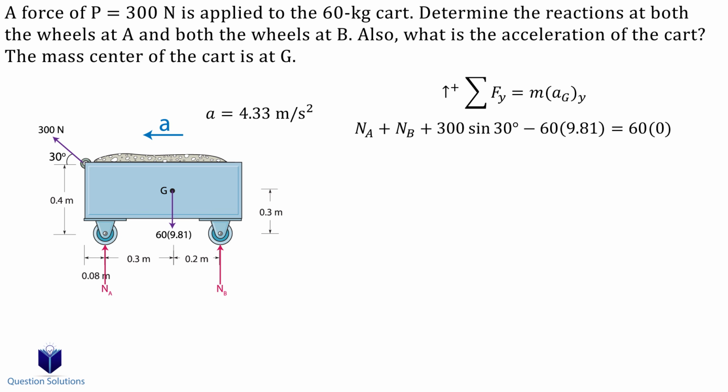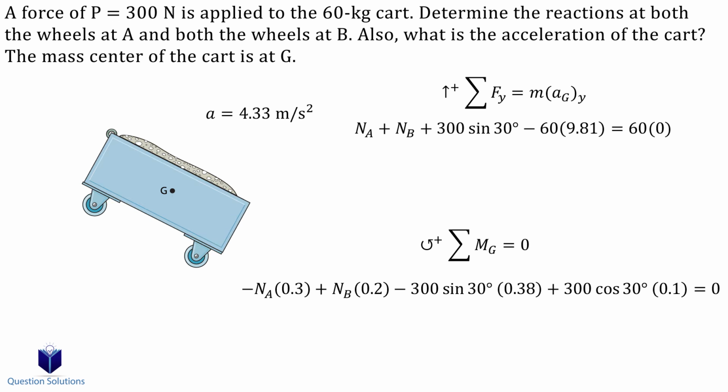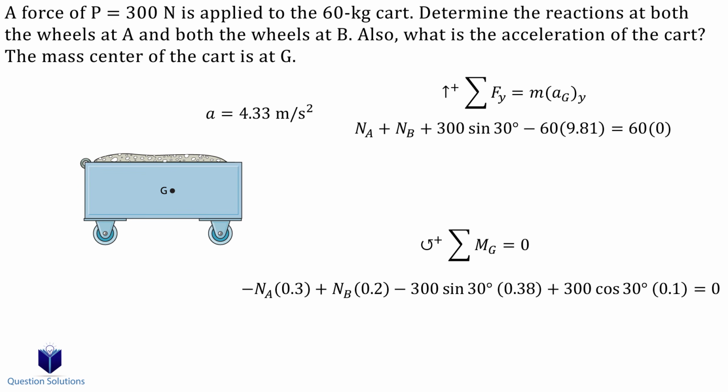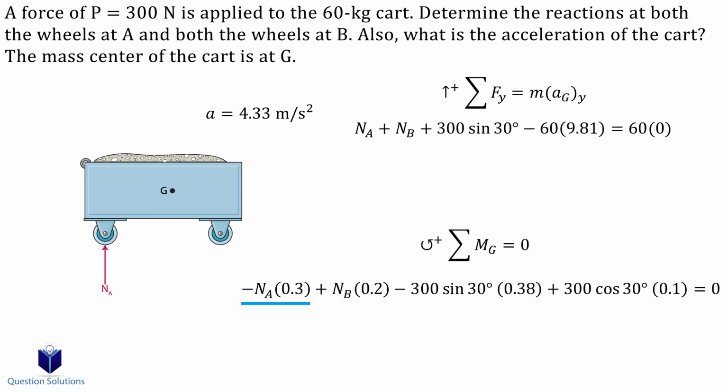For this, we will write a moment equation about the mass center, point G. We will pick counterclockwise to be positive. Let's go through this equation, but first, imagine that we pin this cart at point G so it can freely rotate about the said point. If we apply the reaction at A like this, we see that the cart would turn clockwise. So then the moment is negative since we picked counterclockwise to be positive.